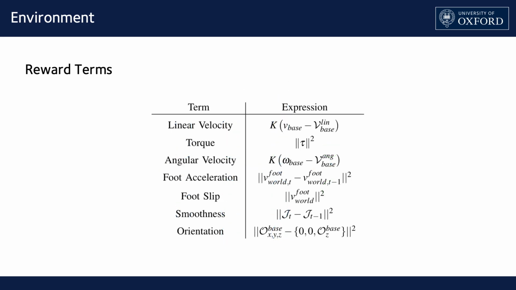As part of the reward function, we introduce reward terms which minimize the error between the robot's linear base velocity and the desired linear base velocity, the joint torque required for locomotion, the error between the robot's angular base velocity and the desired angular base velocity, acceleration of each of the feet, slipping of feet when in contact with the ground, the deviation of the joint positions with respect to the previous time step, and the orientation of the base with respect to the gravity line axis.